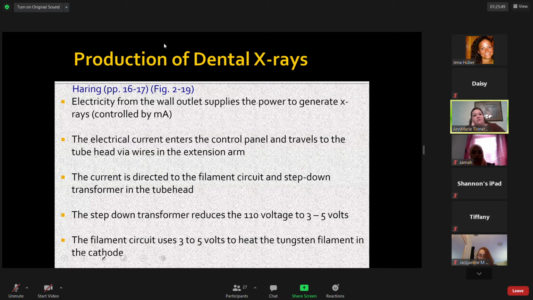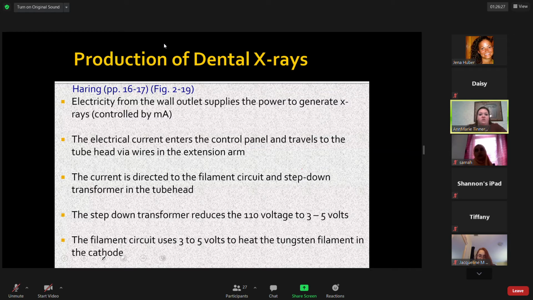Okay, so electricity from the wall outlet supplies the power to generate X-rays. This is controlled by your MA. What does MA control? Quantity. Quantity of what? Electrons. Good. The electrical current enters the control panel and travels to the tube head via the extension arm. Does that make sense to everybody? As soon as you hit that button, you have an electrical current from your control panel traveling through the wires within the extension arm.